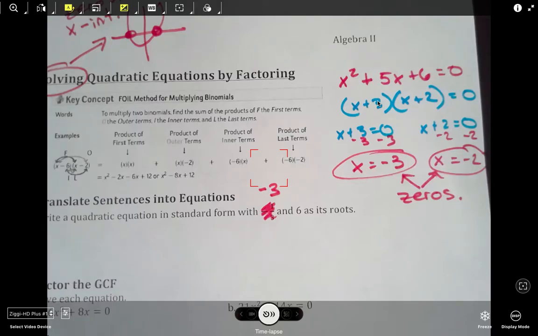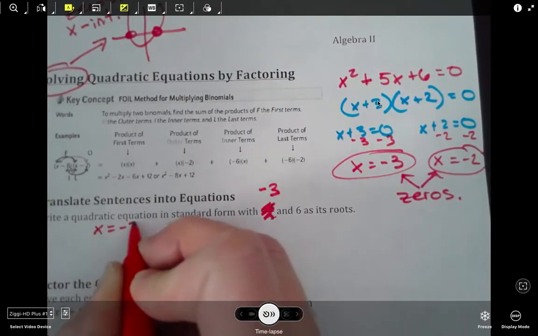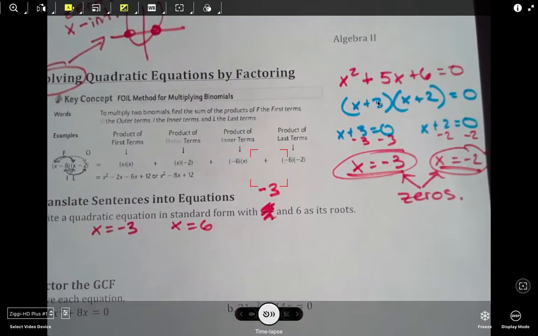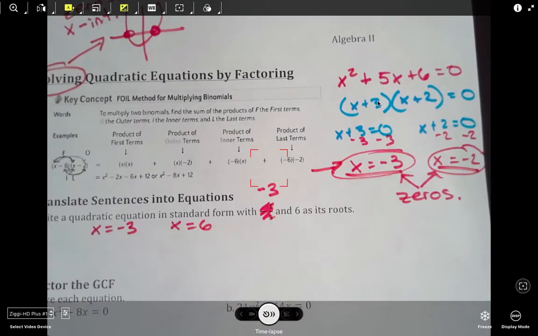Does that make sense? Starting here, working back up. This is a very easy process. So negative 3 and 6 are my answers. That means x equals negative 3 and x equals 6. That's what those look like. We're starting at this step. That's where you're starting, negative 3 and 6.